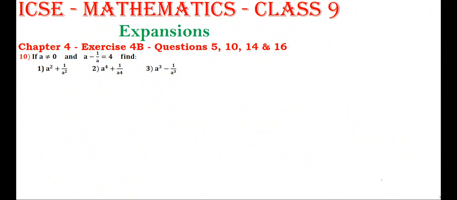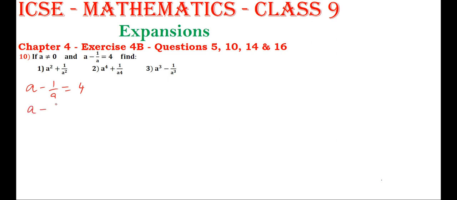Question 10. If a not equal to 0 and a minus 1 by a equals 4, now we need to find out a square plus 1 by a square, a power 4 plus 1 by a power 4, and lastly a cube minus 1 by a cube. So they have given a minus 1 by a equals 4. So we will apply the a minus b the whole square formula here.